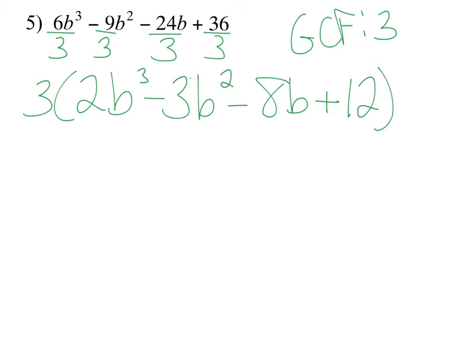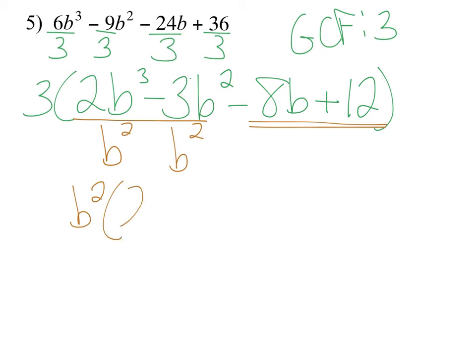All right? And then we're going to get into our grouping. So we're going to look for a GCF from these two, and then look for a GCF from these two and divide them out. So 2 and 3 don't have any sort of number that goes into both of them. There's no GCF there, but they both contain up to 2b, so we can do b squared. So if I factor out b squared, I'm left with 2b minus 3.